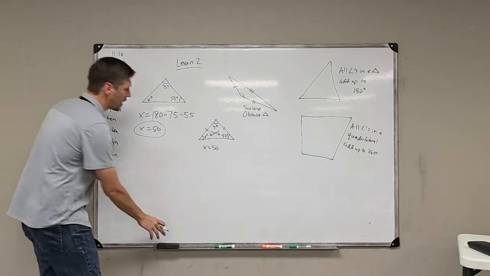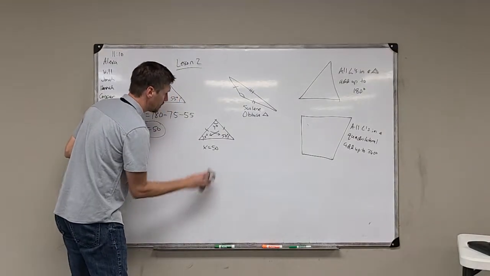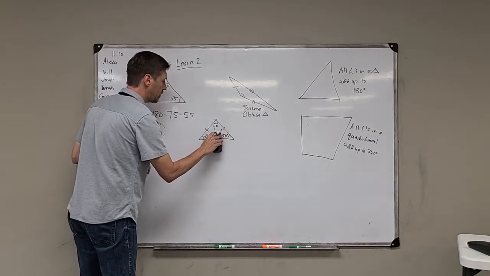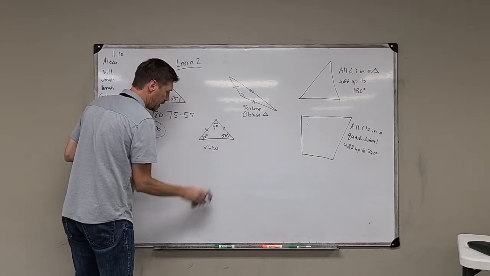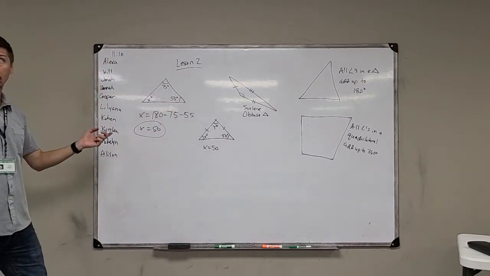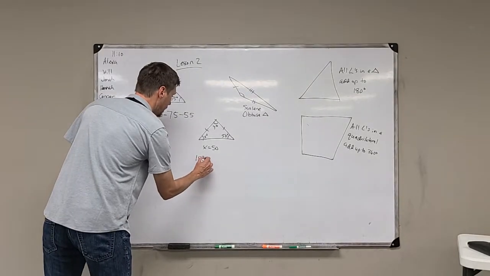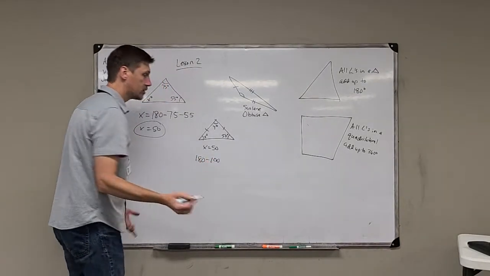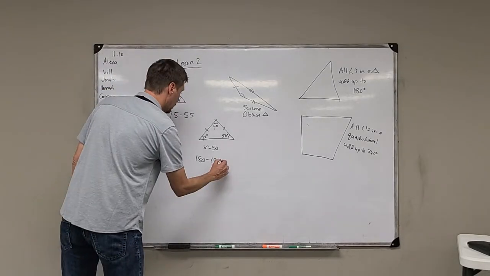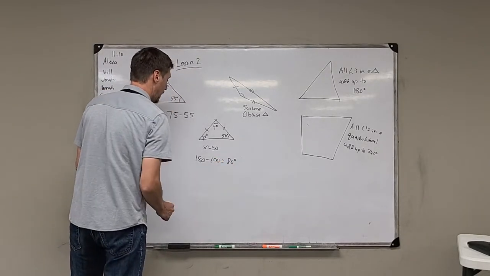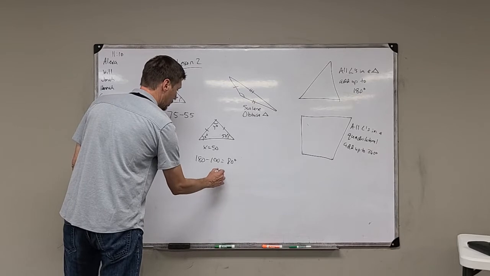So that tells us right away that x has to be 50. So if I know that x is 50, can I figure out y now? I can figure out y using the same method we used before, right? I can just say y is 180 minus 100, since 50 plus 50 is 100. So that other angle has to be 80 degrees, and so y equals 80.